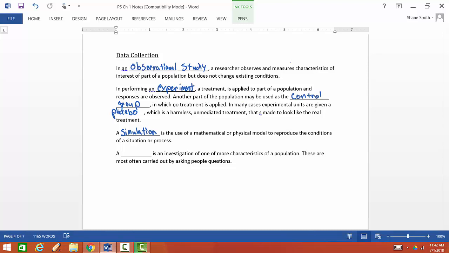And the last one is a survey, which is an investigation of one or more characteristics of a population. And these are most often carried out by just asking people questions. And surveys are actually important to think about, because when you survey people, it's important that you always have a method of follow-up, especially if you don't ask people in person from the very beginning.